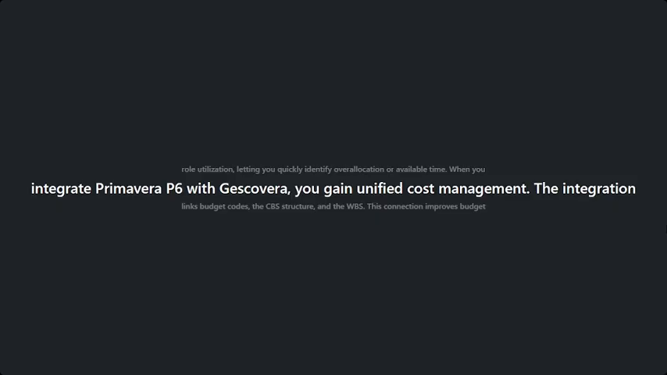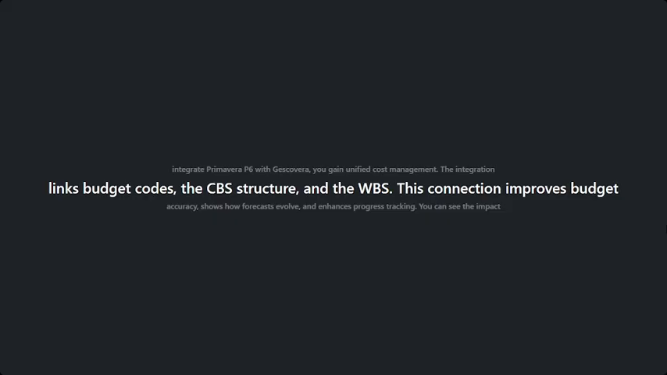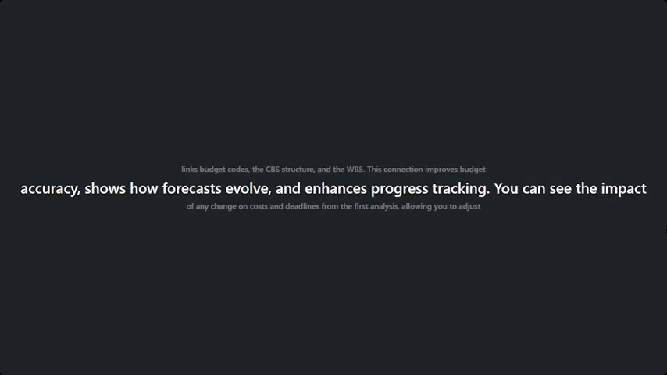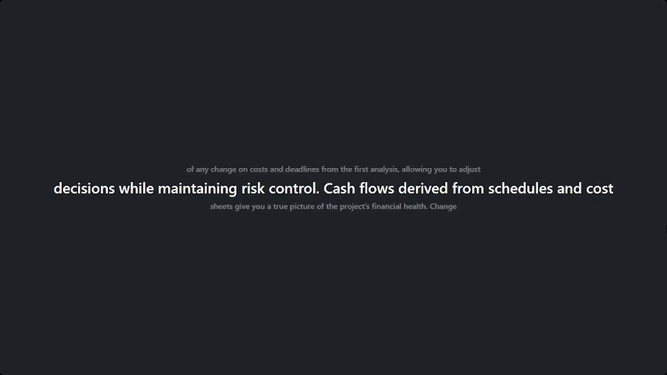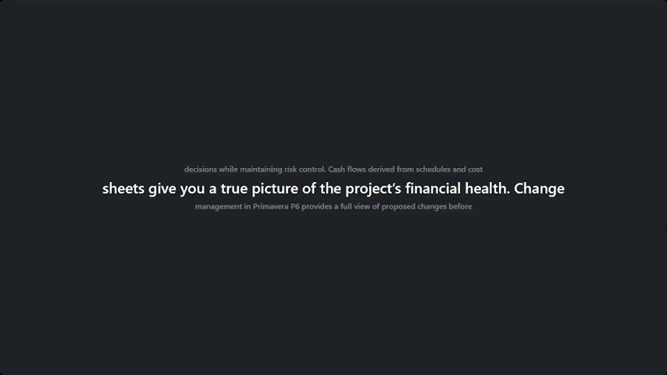When you combine Primavera P6 with GESCOVRA, you get integrated cost management. It links budget codes, the CBS structure, and WBS. This connection makes budgets more accurate, shows how forecasts change, and helps track progress better. You can see the effect of any change on costs and deadlines from the very first analysis. This lets you adjust decisions while keeping control over possible problems. Cash flows, which come from schedules and cost sheets, give you a true view of the financial health of the project.